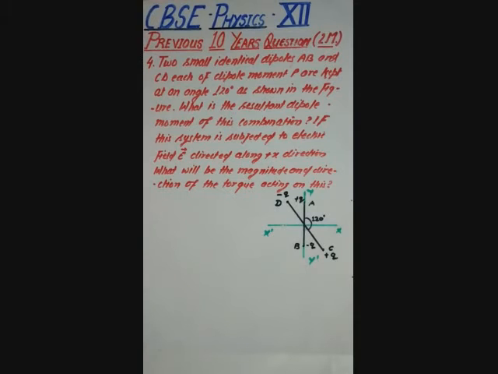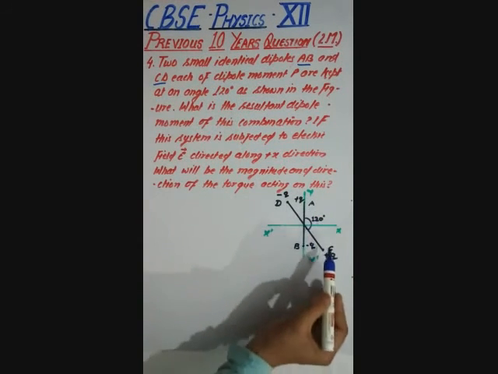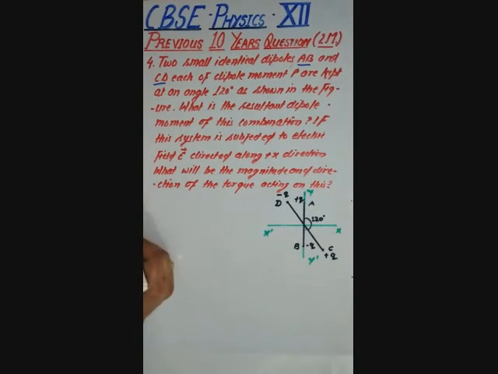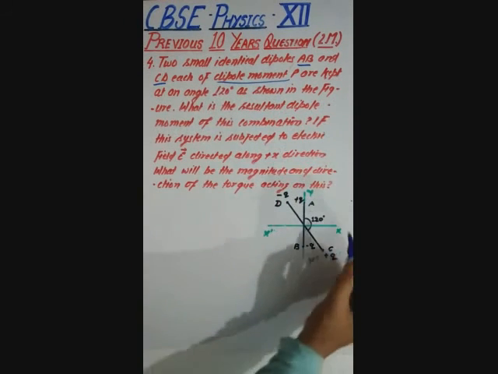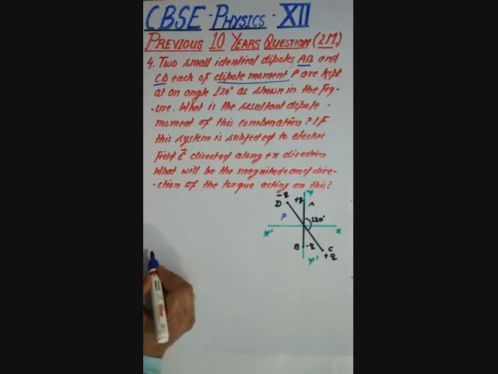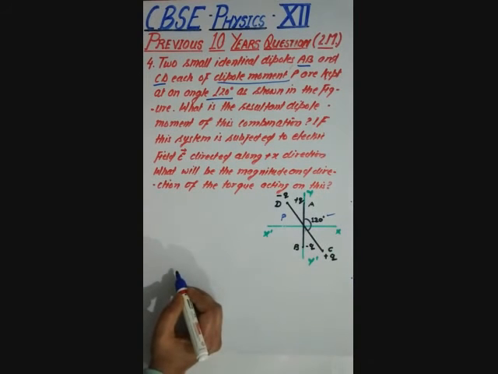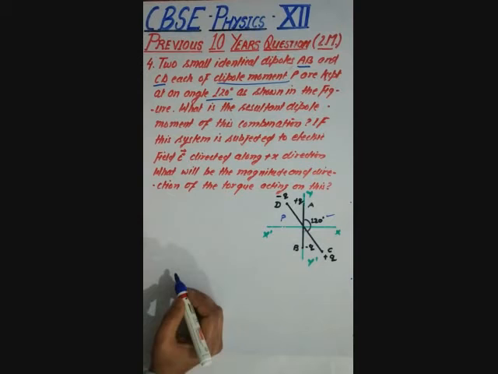Two small identical dipoles AB and CD, each of dipole moment P, are kept at an angle of 120 degree, as shown in the figure. What is the resultant dipole moment of the combination?